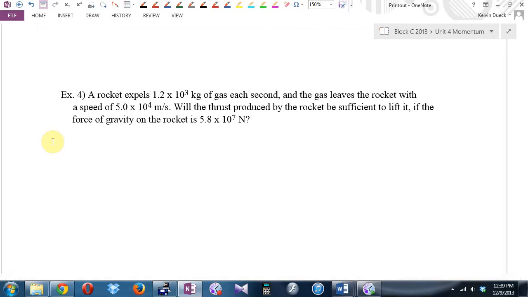A rocket expels that much kilograms of gas each second, and the gas leaves the rocket with a speed of that fast. Will the thrust produced by the rocket be sufficient to lift it if the force of gravity on the rocket is that there?